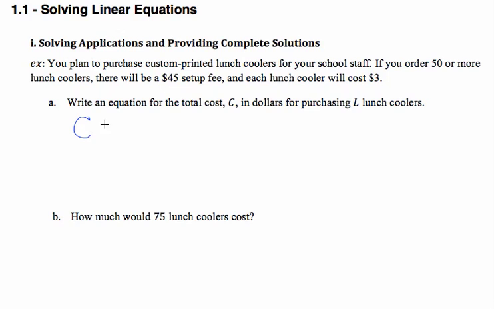So the total cost then would be, well, there's $45 to start with. Okay, so cost is equal to the $45 plus $3 for each lunch cooler. If we let L, capital L, represent the number of lunch coolers, then the cost of the total lunch coolers is L times 3 because they're $3 each. So L times 3, or normally you write the number first. That's called the coefficient. 3 is the coefficient of the variable L. So that's an equation that represents cost in terms of the number of lunch coolers provided.